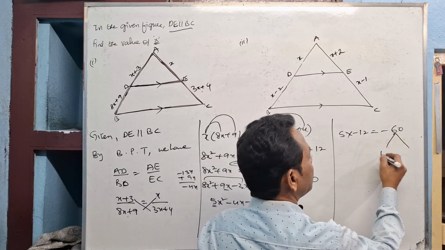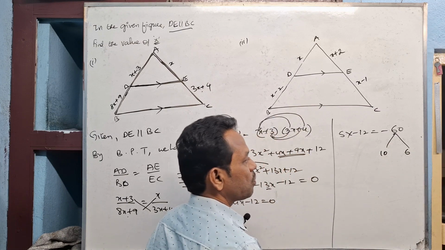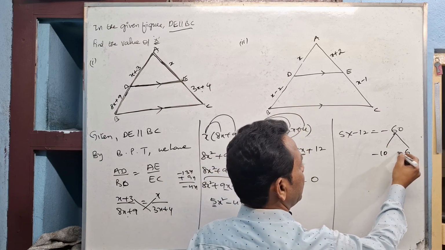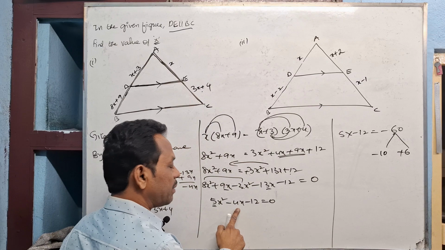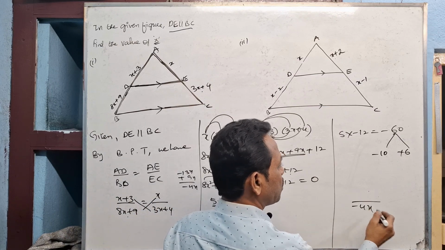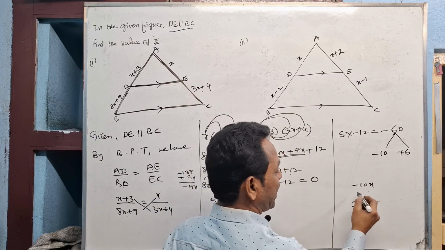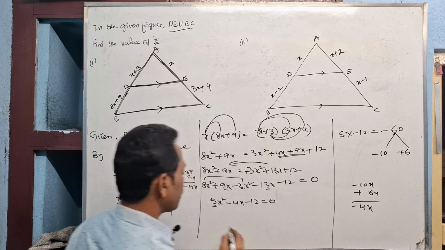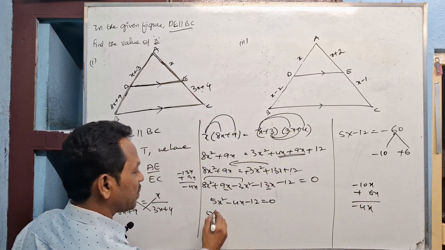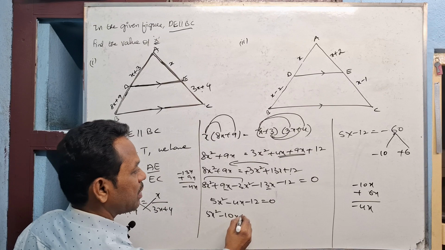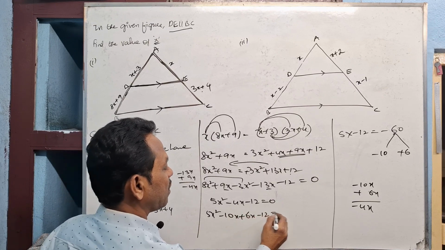So I'll go for 10 into 6. Let me take minus here, plus here, so my middle term is minus 4x. Let us take minus 10x plus 6x. So here we get 5x square minus 10x plus 6x minus 12 equal to 0.